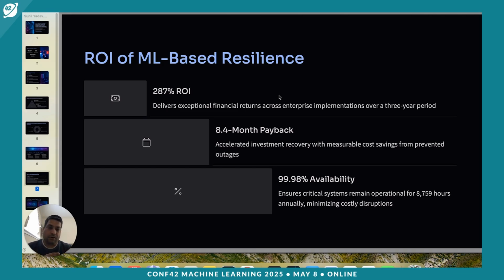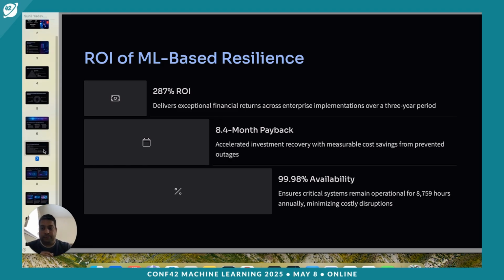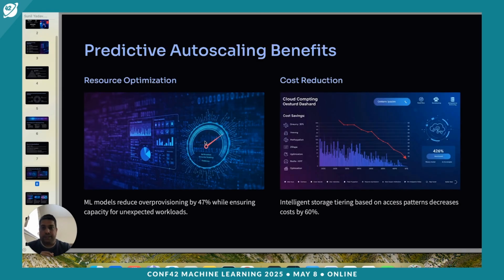So it basically minimizes the cost of disruptions. So that's the plus point. So moving to the next important point: how do we actually do machine learning in Oracle Cloud Computing? So overall, it's predictive auto-scaling benefits. So what are the predictive auto-scaling benefits?